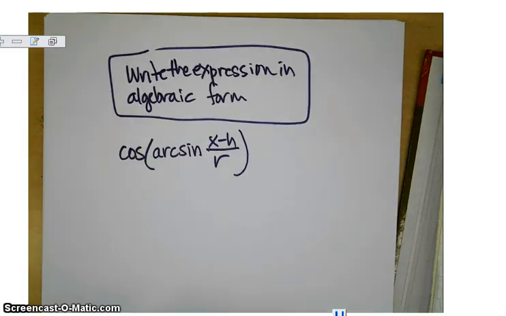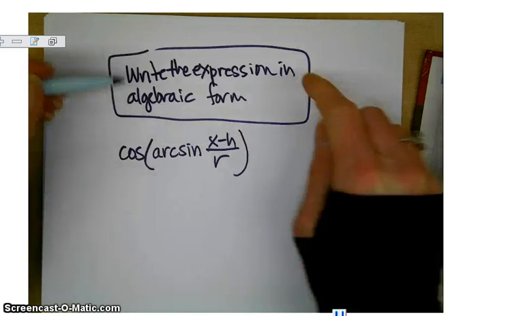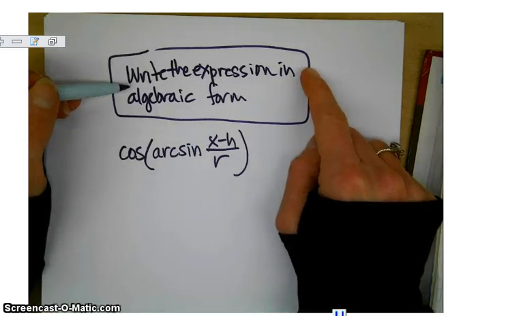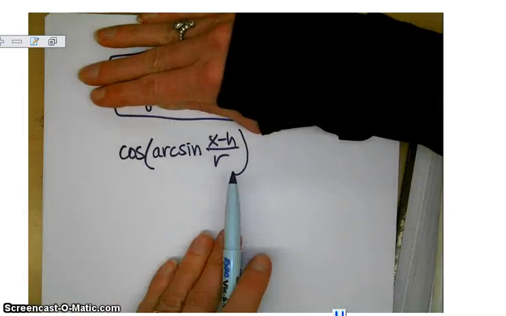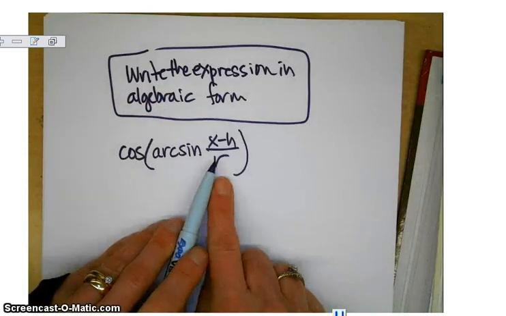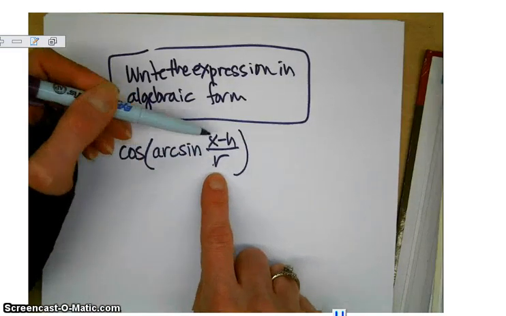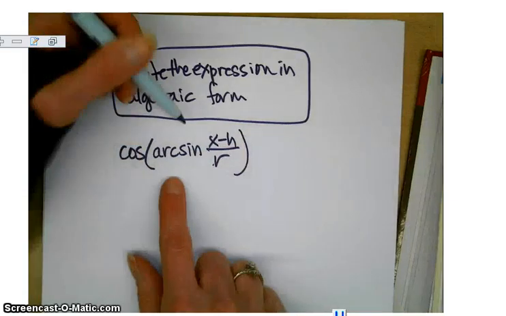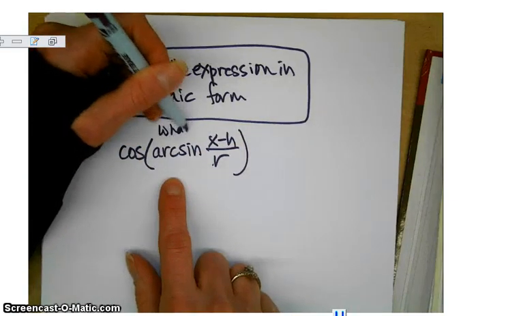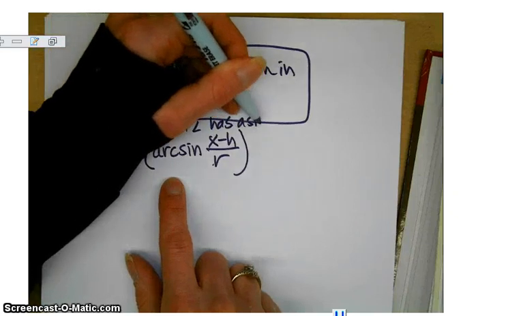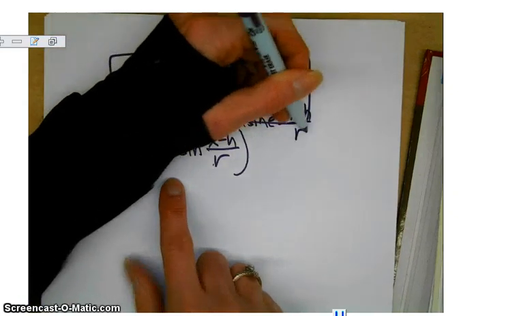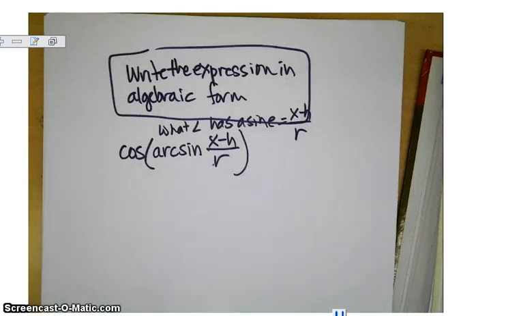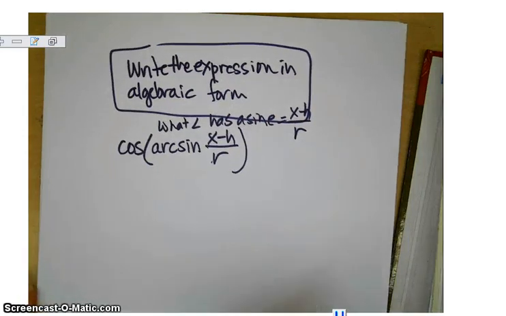I picked the hardest one I could. I could make it harder than this, but I won't. Okay, so now the directions might make you think that it's different than the other problems that we did, but doesn't this look similar to other problems we did? Except instead of having a number over a number, we have variables. So isn't this still asking us for what angle has a sine equal to x minus h over r? That's the only difference. It's still asking us the same question. So can we answer that with a triangle? Can alpha be the answer to that? Yes.